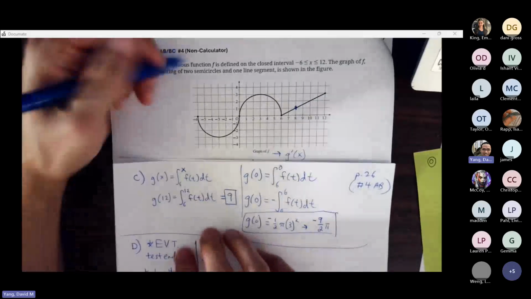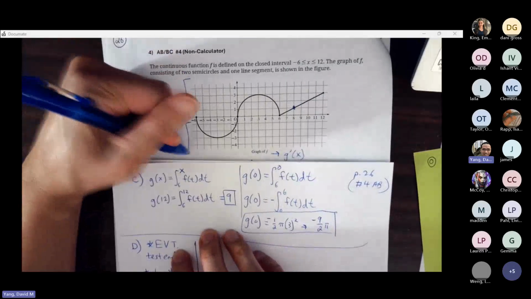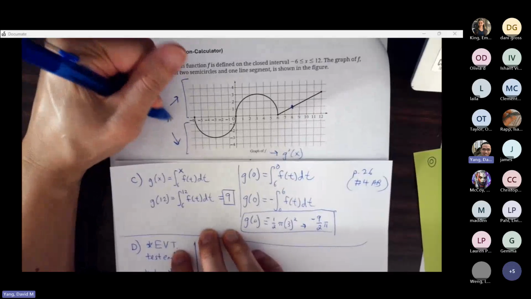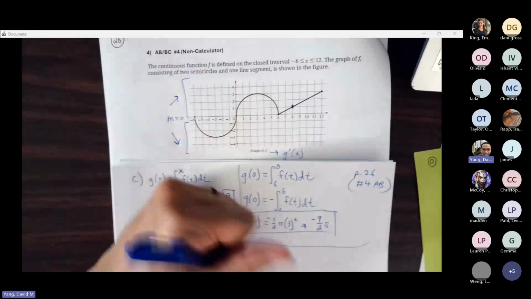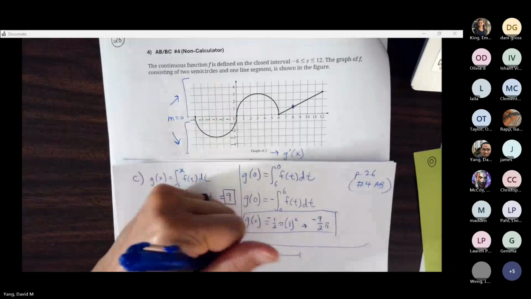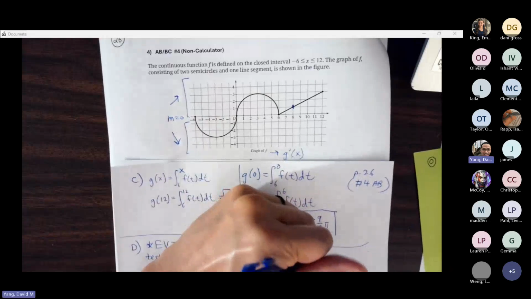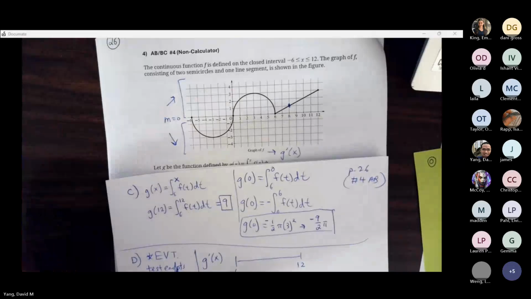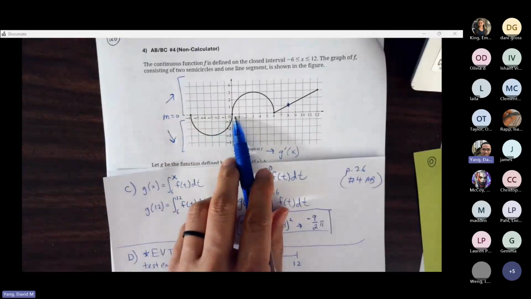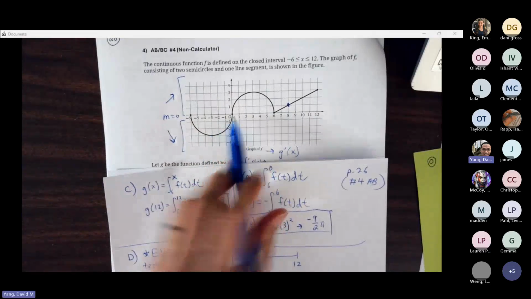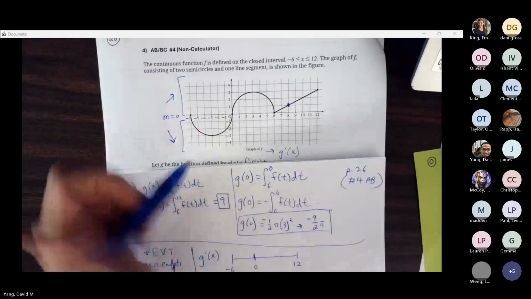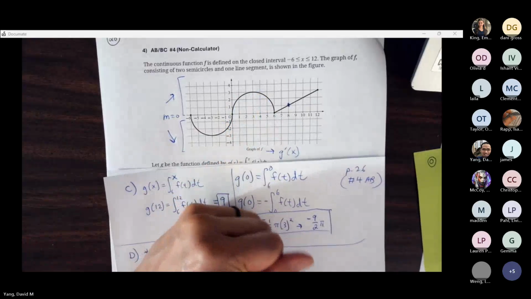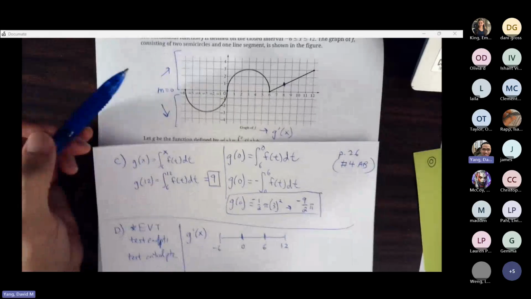If this is my g prime graph, I want to remind myself above is positive slope, below is negative slope. Anything on the x-axis is slope 0. So I'm going from -6 all the way to 12. One critical point that I see is at 0. That's an x-intercept. Another critical point that I see is at 6. And let me draw my arrows here.